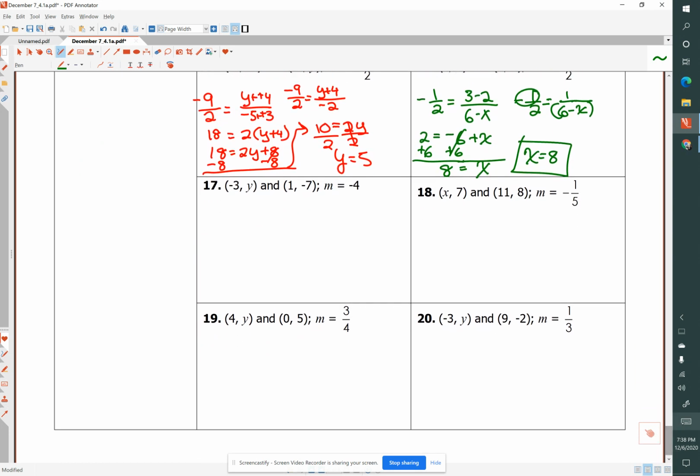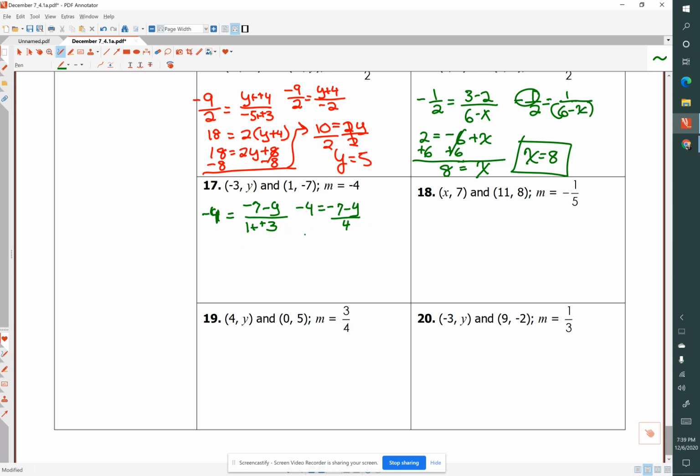Okay, last 4. I hope you try these yourself before you come back to the video. I'll work number 17 here. Negative 4 equals negative 7 minus y divided by 1 minus negative 3, which is 1 plus 3. So, make my 4 clearer to see. So we have negative 4 equals negative 7 minus y divided by 4.